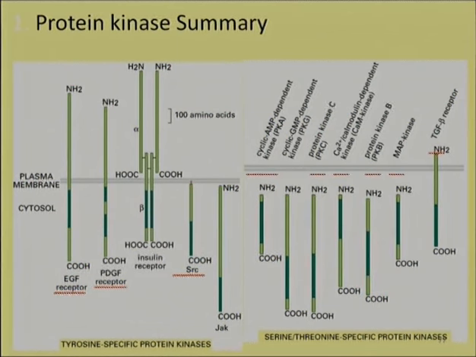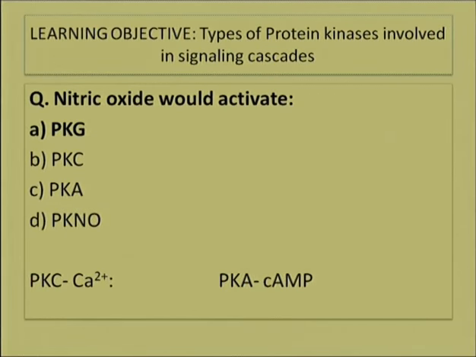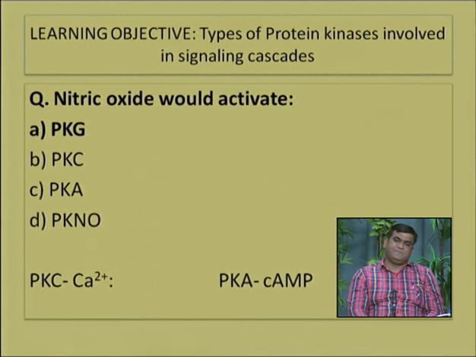Actually there are more than 200 different kinds of protein kinases in the cell. They are doing one job or another. They are involved in a variety of functions. This is evident from this particular diagram. Now in this particular question, there is a question on nitric oxide.